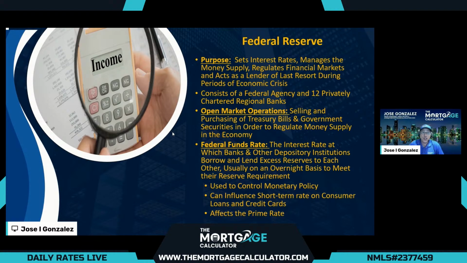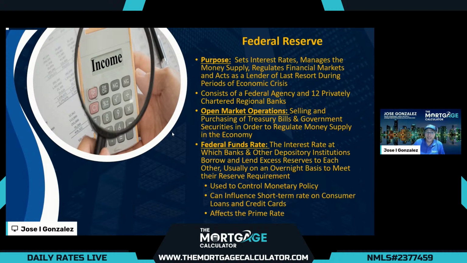The Fed funds rate, I mentioned that in the first slide, is the interest rate at which banks and other depository institutions borrow and lend excess reserves to each other, usually on an overnight basis, to meet their capital reserve requirement. All banks have to hold a minimum percentage of their deposits, of their liabilities, in a capital reserve requirement. I can't remember right now the exact amount. It used to be like 2%. Maybe that's still the amount.